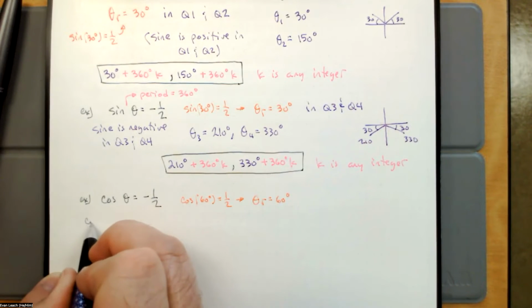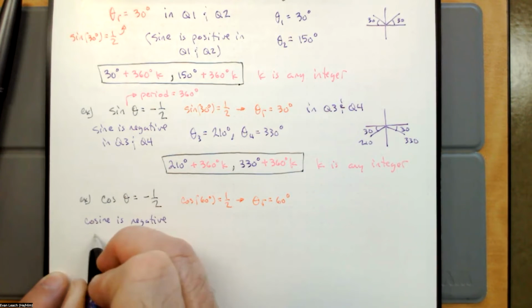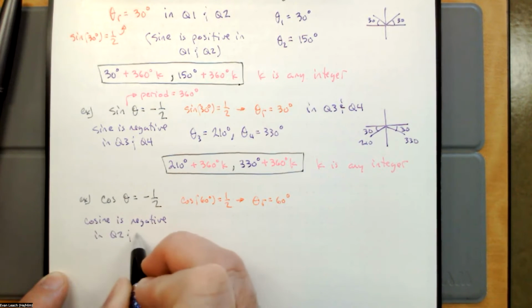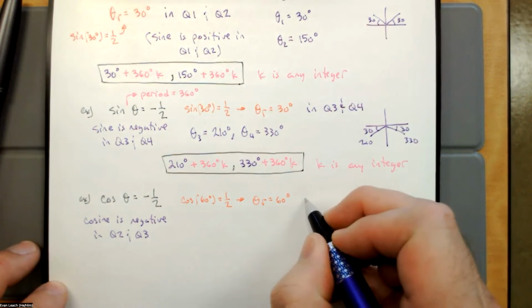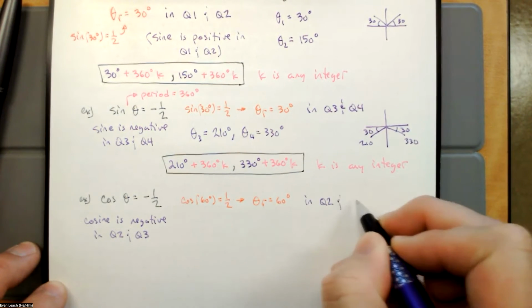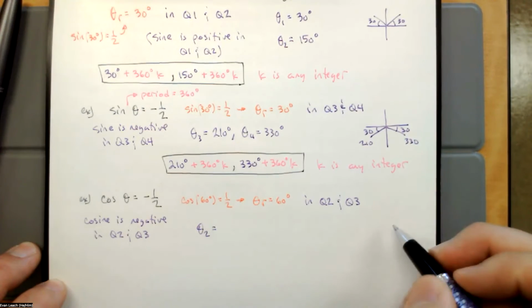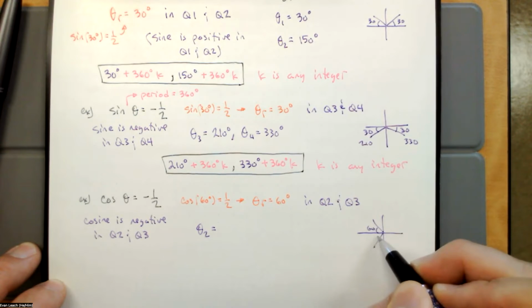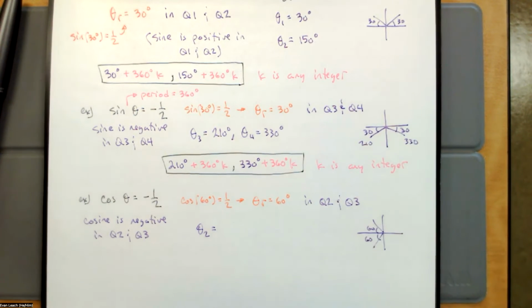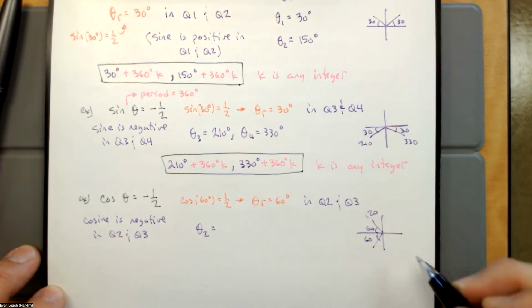Then we note that cosine is negative in quadrant 2 and quadrant 3. So I'm going to put a 60-degree reference angle in quadrant 2 and quadrant 3, where cosine is negative. So there's 60 degrees in quadrant 2. That's 180 minus 60, or 120. And 180 plus 60, or 240.